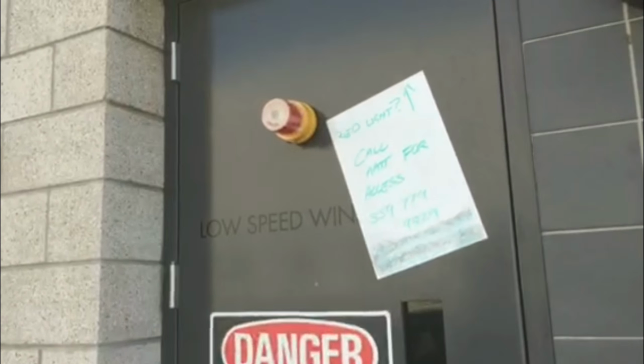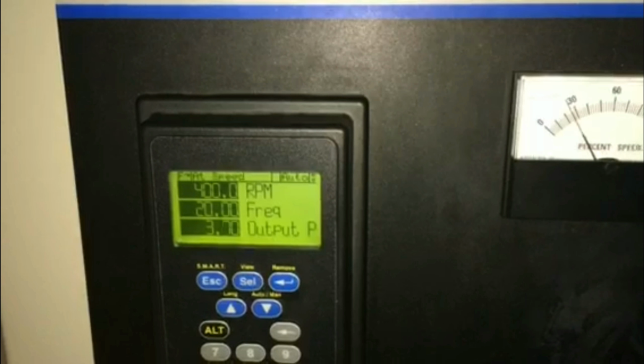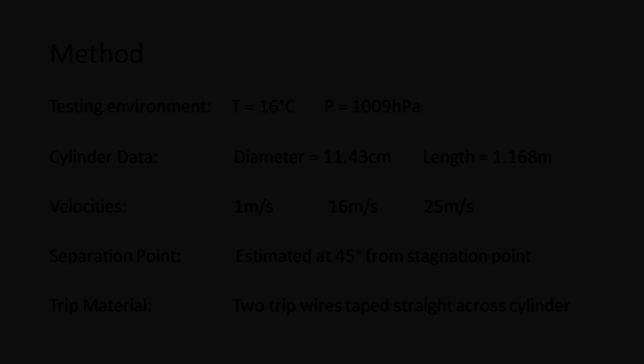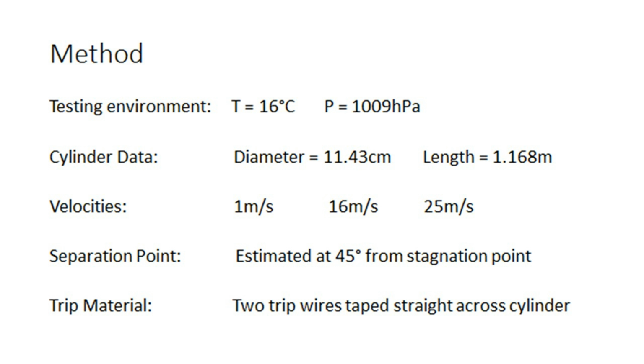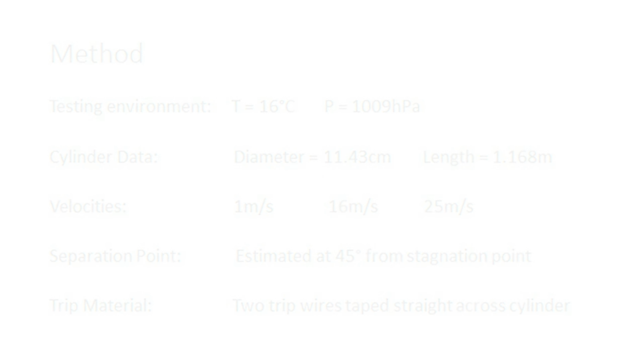Pressure data was collected with the wind tunnel off, and then twice at 1 meter per second, 16 meters per second, and 25 meters per second. The separation point was noted and estimated at 45 degrees from the stagnation point. The wind tunnel was turned off, and 2 tripwires were placed along the cylinder at 45 degrees above and below the stagnation point. Pressure data was collected 2 times each at 1 meter per second, 16 meters per second, and 25 meters per second to see the effects of the tripwire. After the test was complete, the wind tunnel was safely turned off, the cylinder was carefully removed from the test section, and the lab was tidied up.